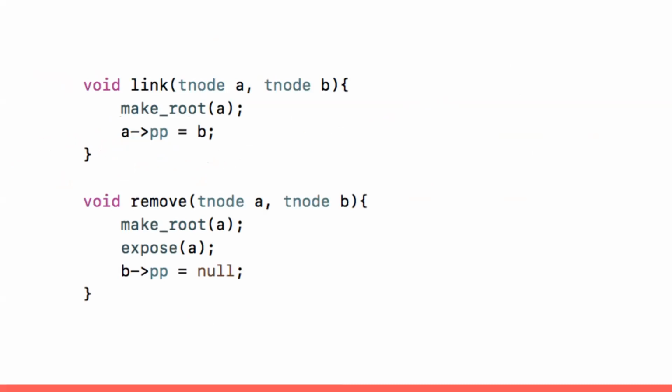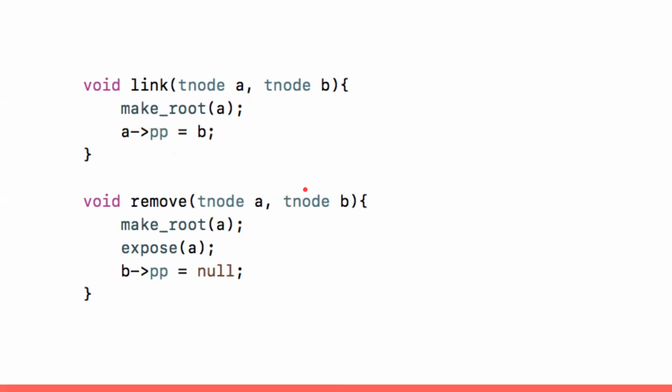Okay, how do our link and remove functions look right now? If we want to add an edge, now we can add edges not only between the root and any other vertex in some other tree, but between any and any vertex. In order to do that, we can make A the root in our tree, and then just add an edge between A and B.